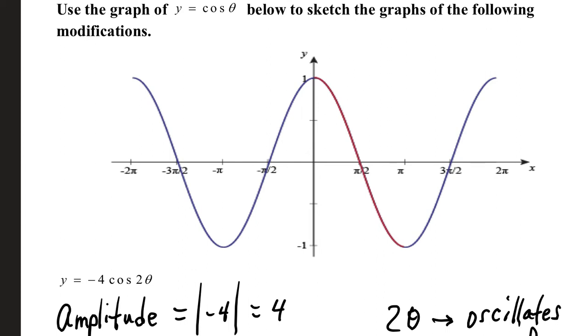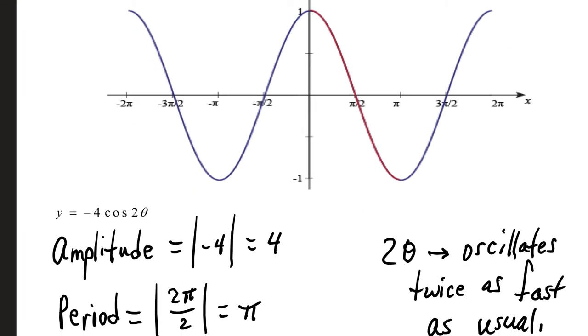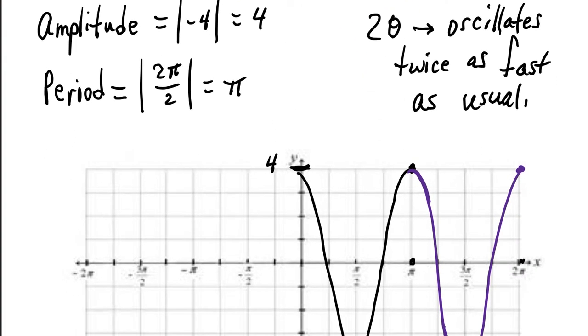It oscillates twice as fast, meaning it only takes half the distance to get there. So we will run a full oscillation in only half the time. The negative in the lead coefficient means that we're going to flip this graph upside down or reflect it across the x-axis. So let's see how that plays out.